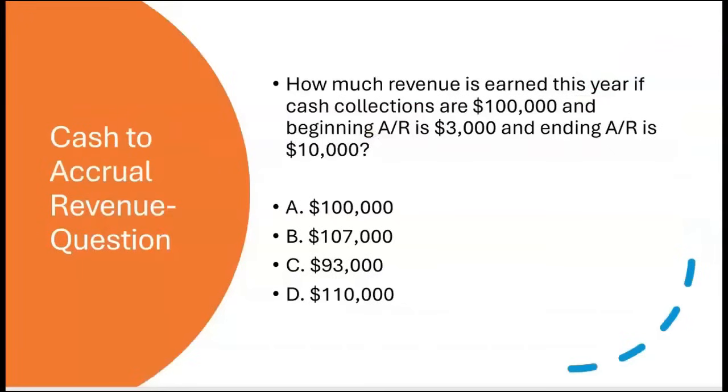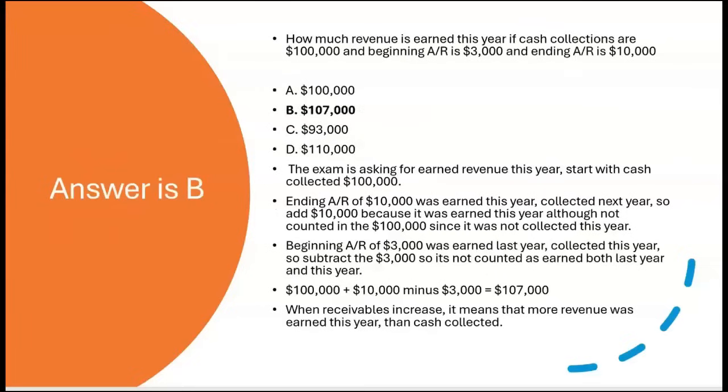So maybe you got a question like this on the exam and you didn't know what to do. How much revenue is earned this year if cash collections are $100,000 and beginning accounts receivable is $3,000 and ending accounts receivable is $10,000? How much revenue is earned this year? And the answer is $107,000.